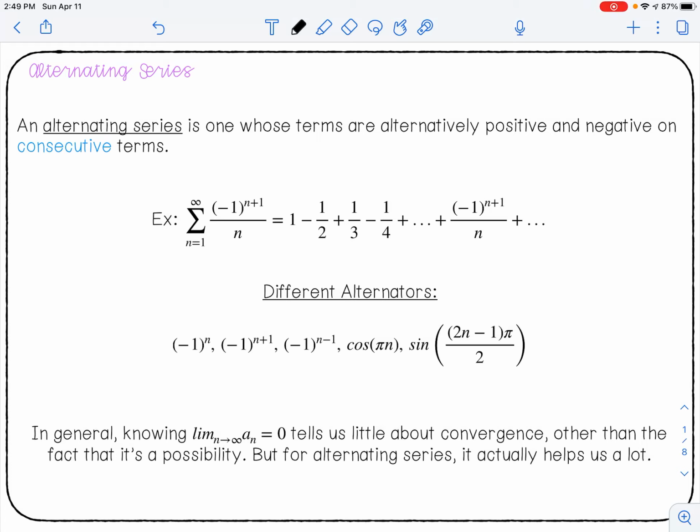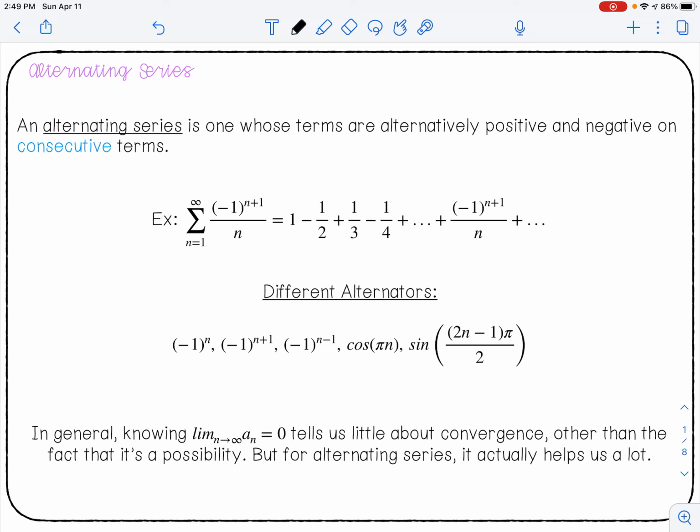So let's talk about something called alternating series. These are super useful and we can do a lot with them. An alternating series is one whose terms are alternately positive and negative on consecutive terms. It just means that the terms go positive, negative forever, or the opposite, negative, positive, negative, positive. There's an example of one in the middle of your screen: negative 1 to the n plus 1 power over n.